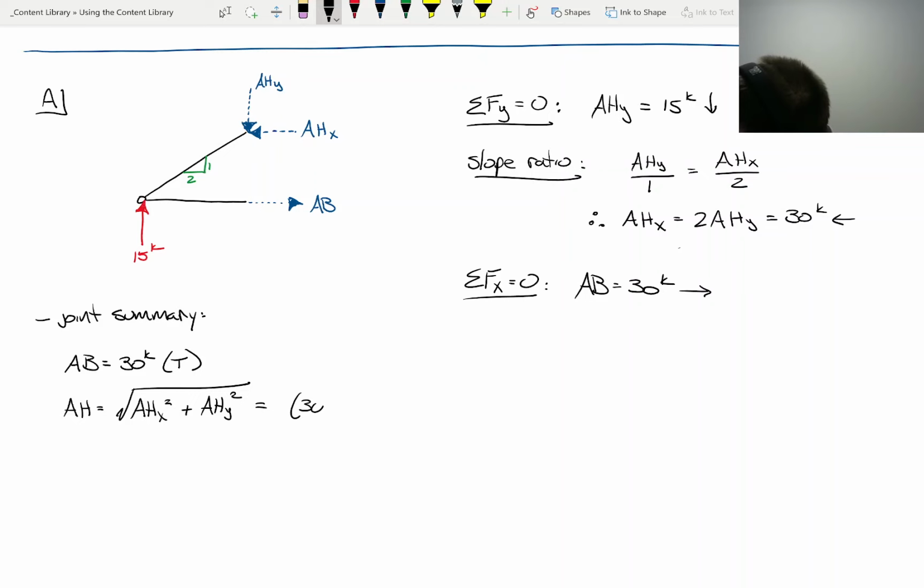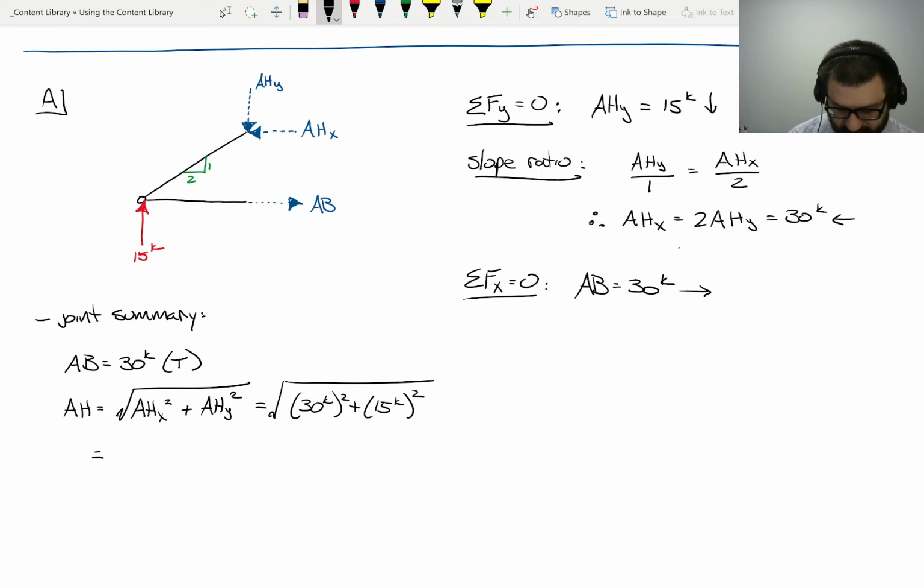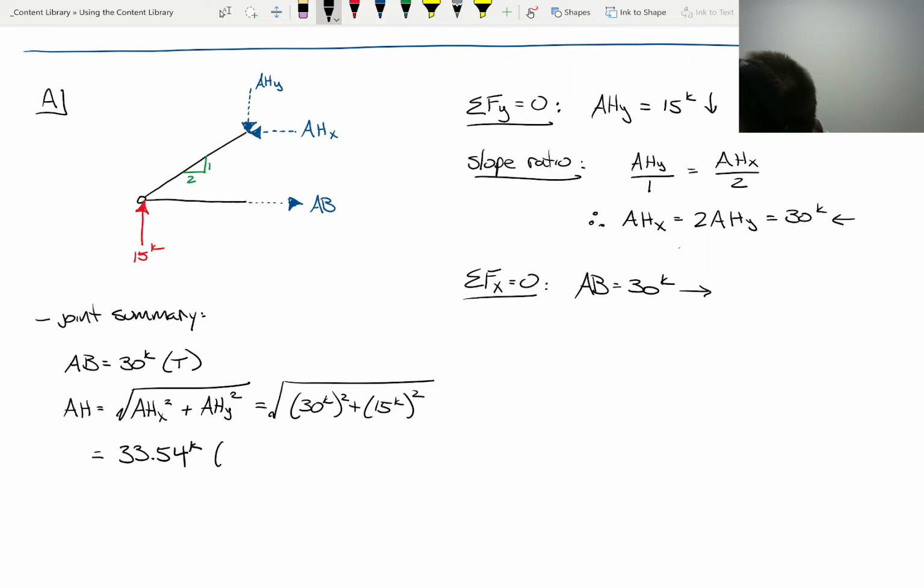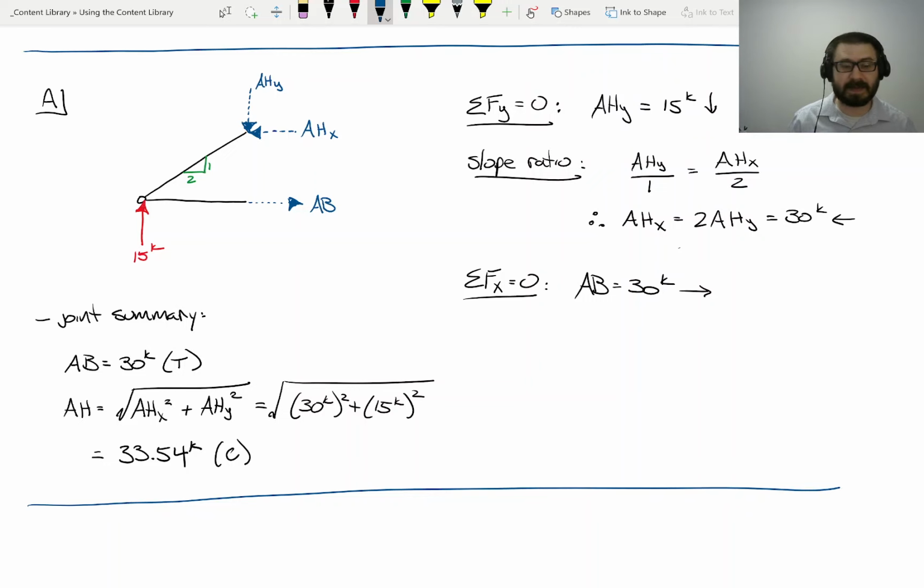This is 30 kips squared plus 15 kips squared. And so when I plug and chug, again, like I said, I didn't bring my calculation or my notes with me today, so we're just going to do this together. Okay, so I'm getting 33.54 kips. And then as for the direction, that's going to be towards the joint, so that's going to be in compression. And there we go. That's basically it.